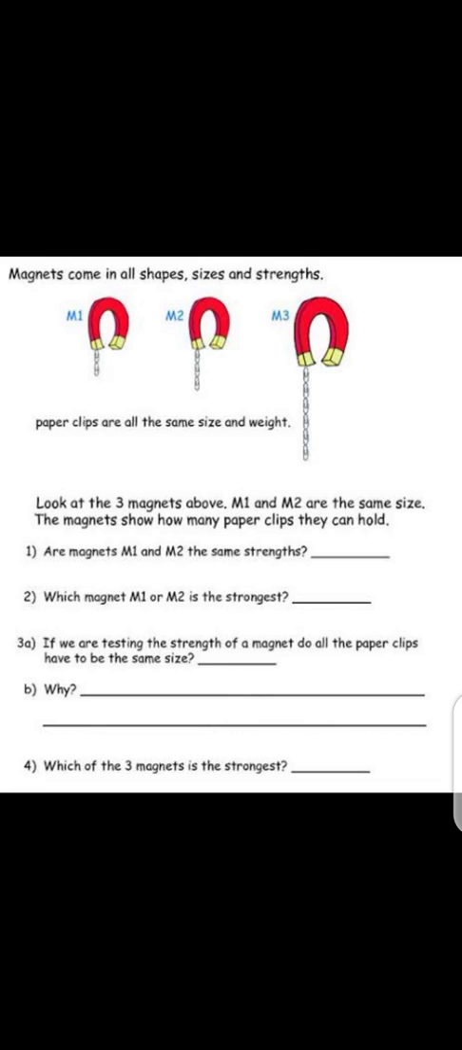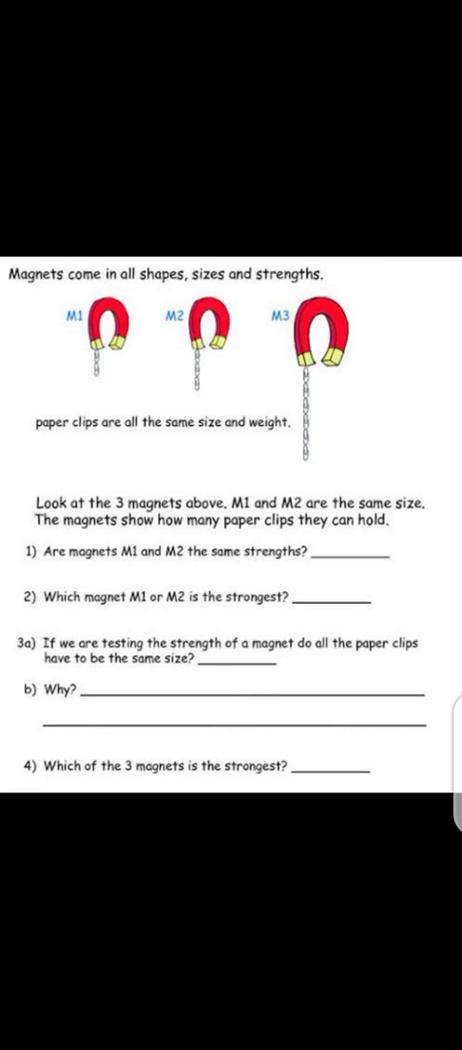Question number 2 says, which magnet, M1 or M2, is the strongest? Obviously M2 is the strongest. Among M1 and M2, M2 is the strongest. But if we talk about all three of them, M1, M2 and M3, then M3 is the strongest magnet, M2 is less strong as compared to M3, and M1 is the least strong among these three.